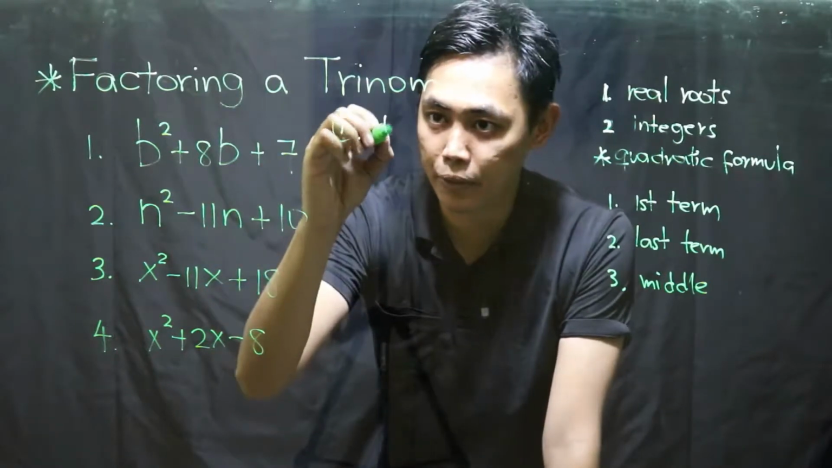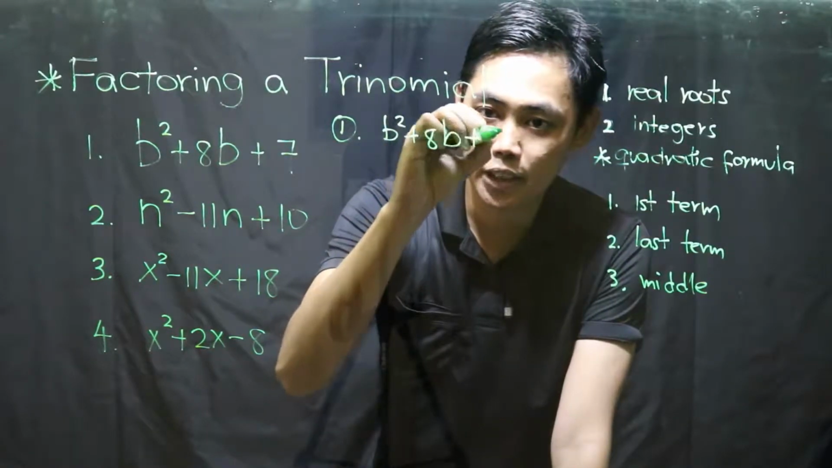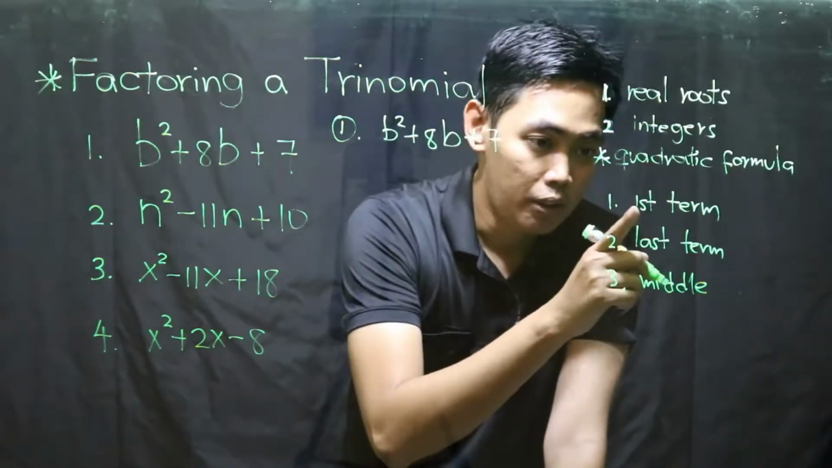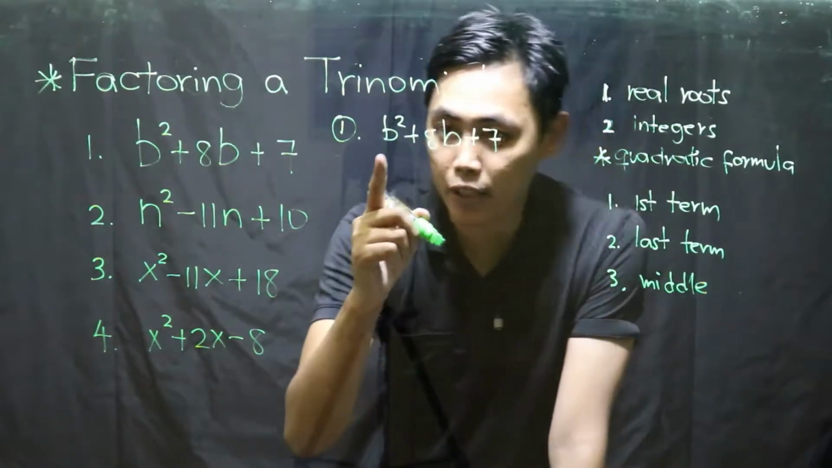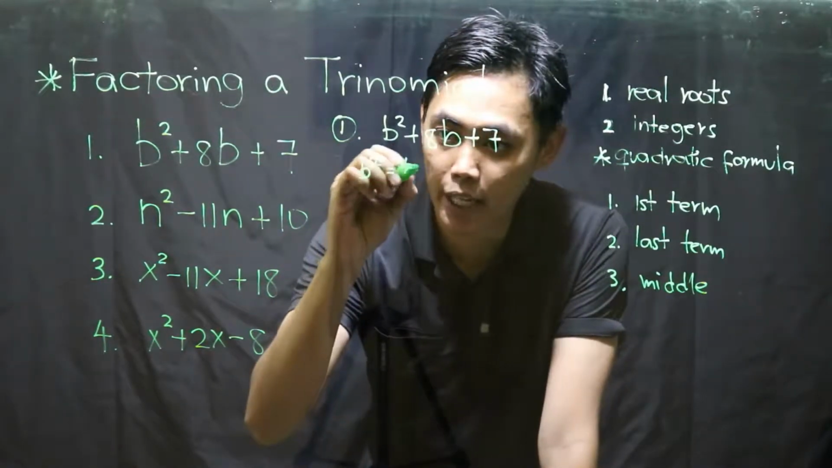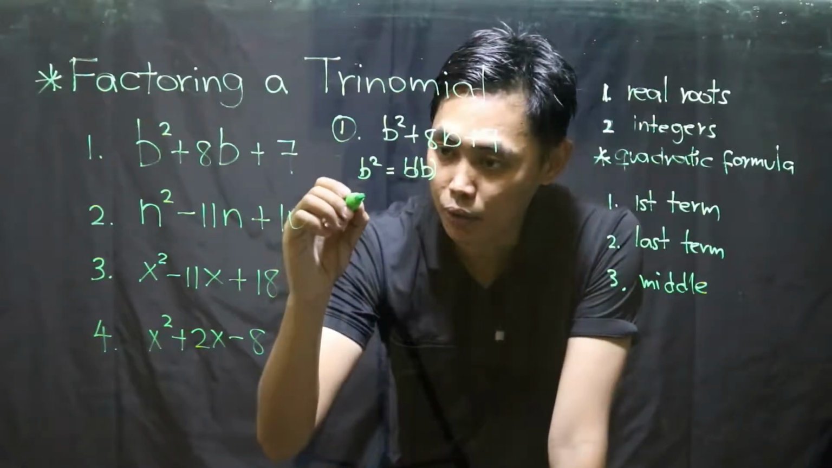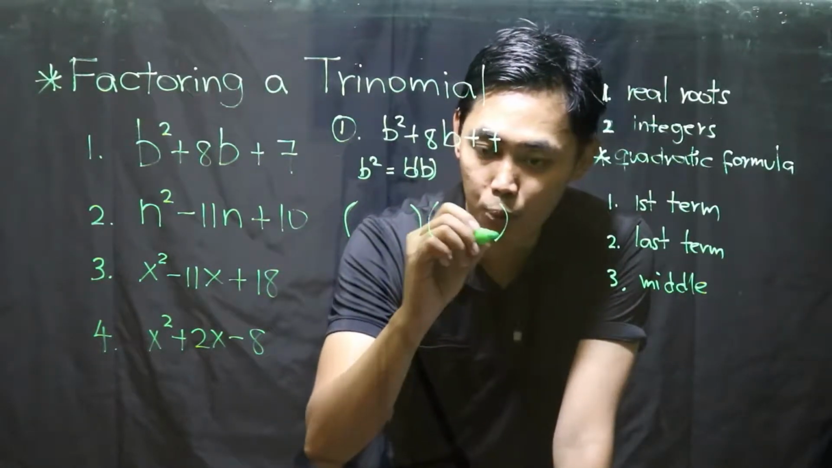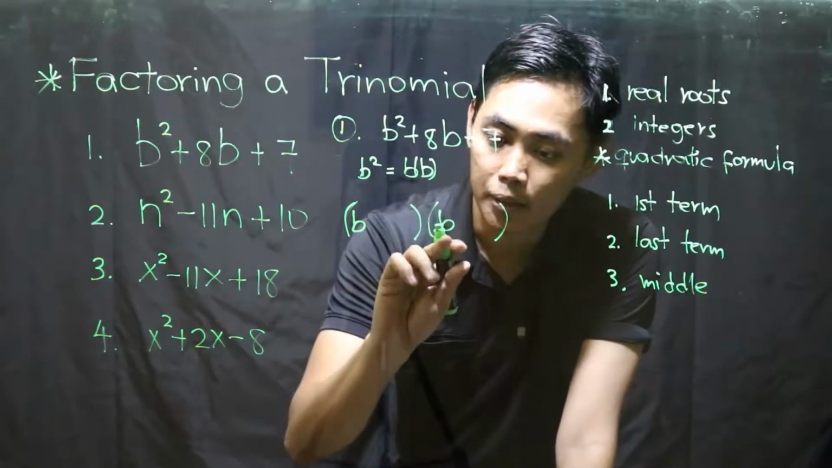Okay, so we will rewrite this one, b squared plus 8b plus 7. First term. I put first term here because you will need to factor the first term. So what is the factor of b squared? Really easy. The factor of b squared is b times b. So you put two parentheses, open and close, and then another parenthesis, open and close. You will write b here, and you will write b here.